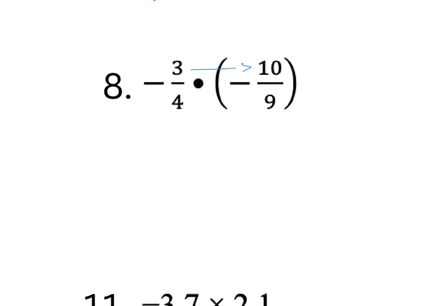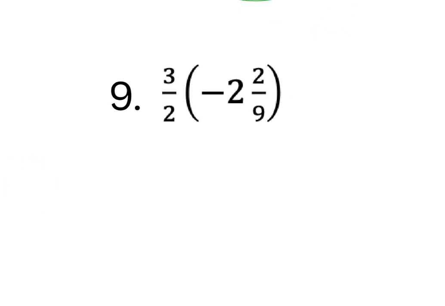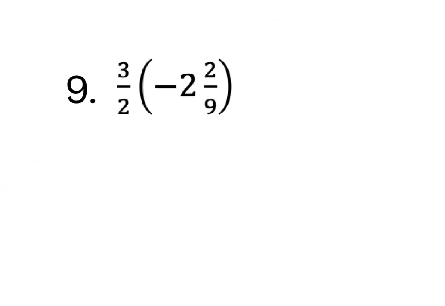Just like the other one, we need to multiply straight across. Negative 3 times negative 10 is 30. 4 times 9 is 36. We can divide both of these by 3. We get 10/12. And guess what? We can divide that by 2 now. We get 5/6. If you had seen that you could have divided by 6 right away, you could have, but we didn't have to.